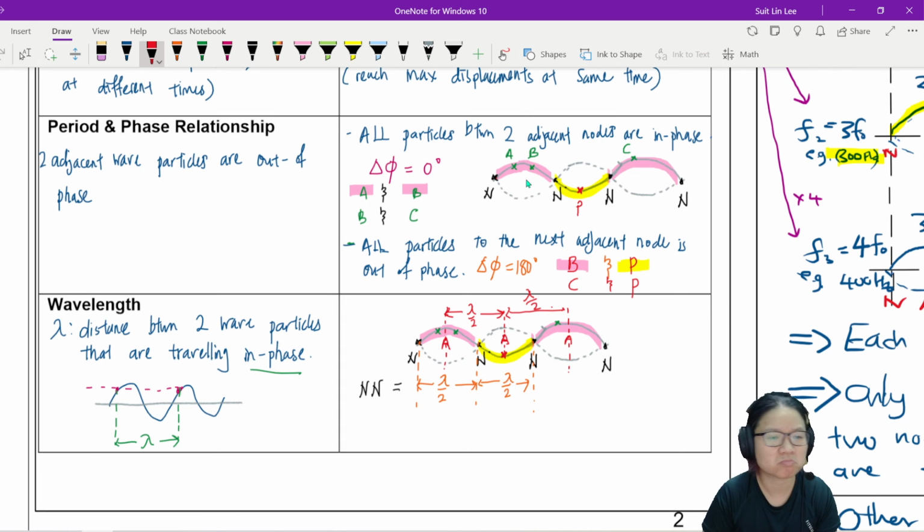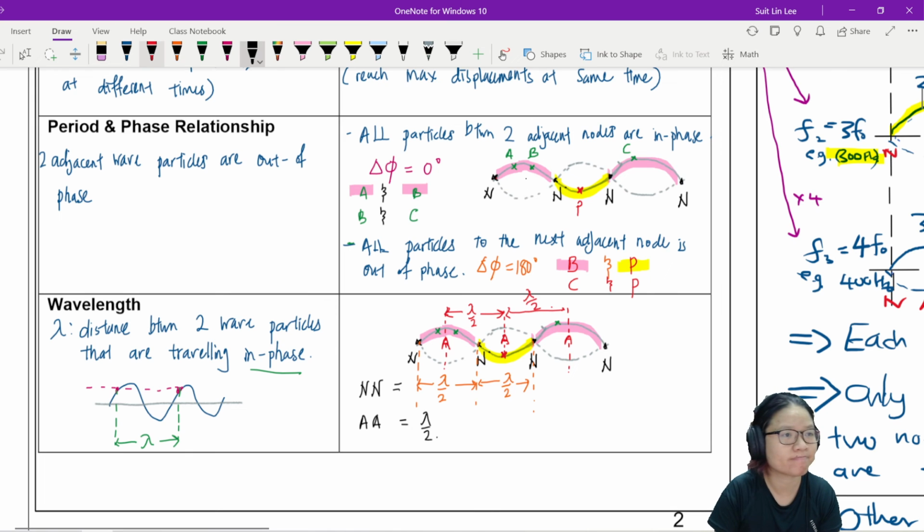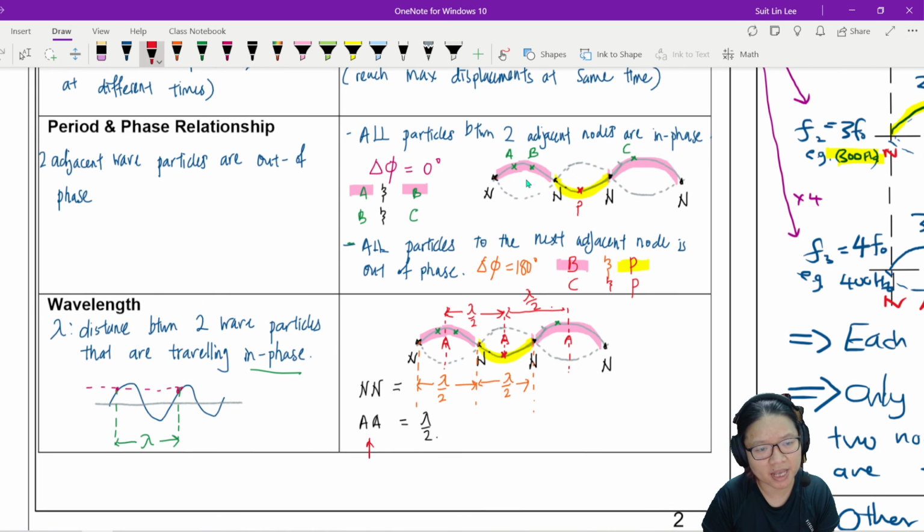So if you want to find lambda, it's the distance between two adjacent nodes, NN, or the distance between two adjacent antinodes, also lambda over 2. So this AA is the distance between two adjacent antinodes, just like NN is the distance between two adjacent nodes.